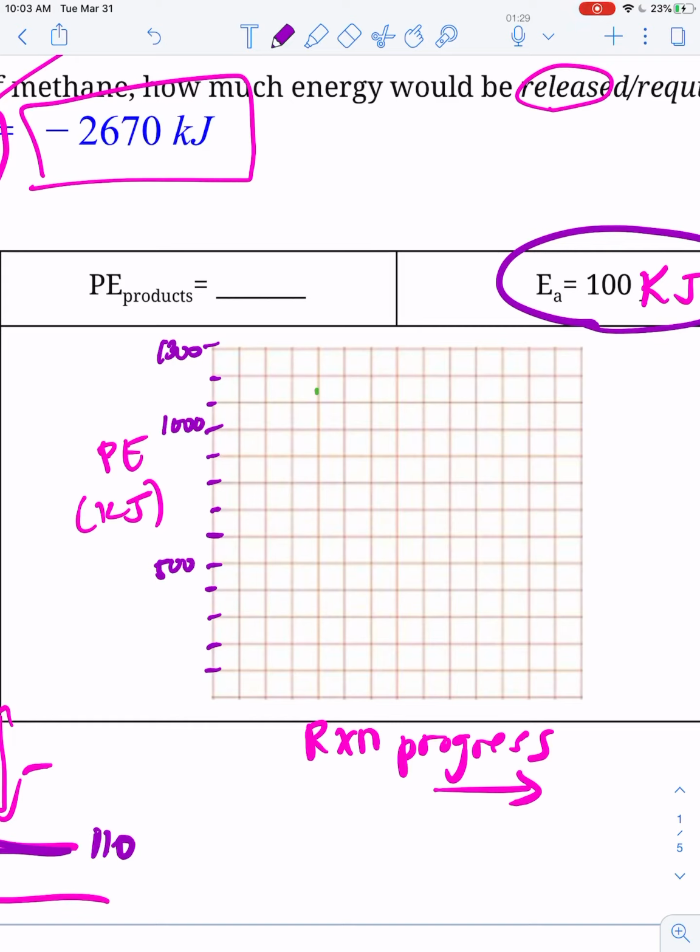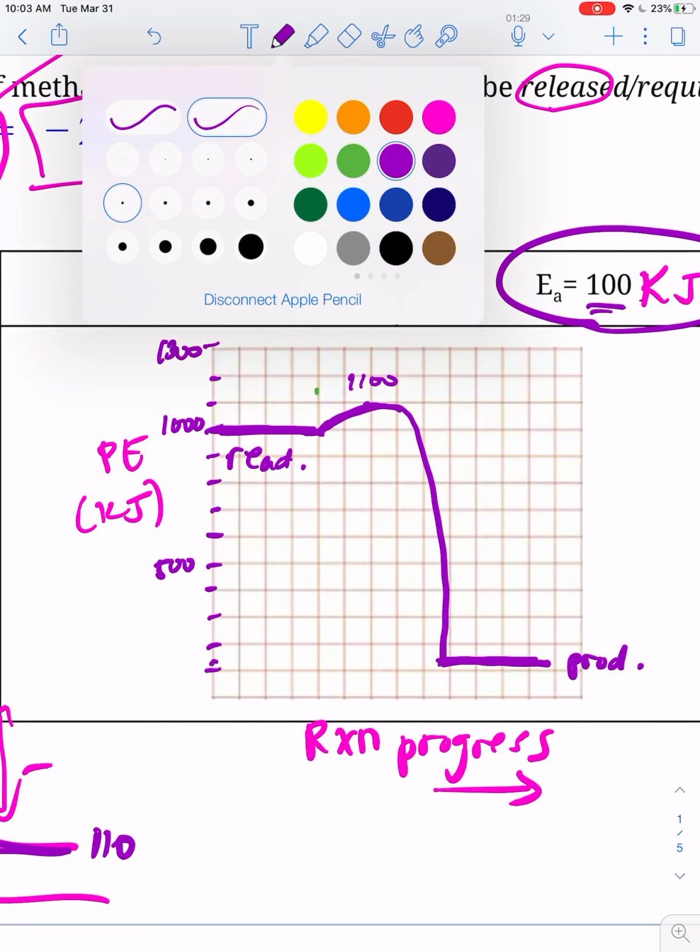So my reactants are coming in at 1,000. My activation energy was only 100, so this is going to be a very slight peak up to 1,100. And then my products, I decided, were down here at like 110. So it's going to be sort of like this. Remember, this is my products, this is my reactants.